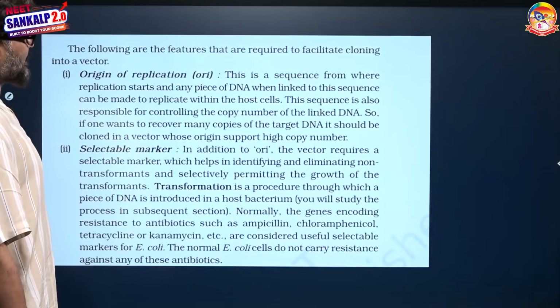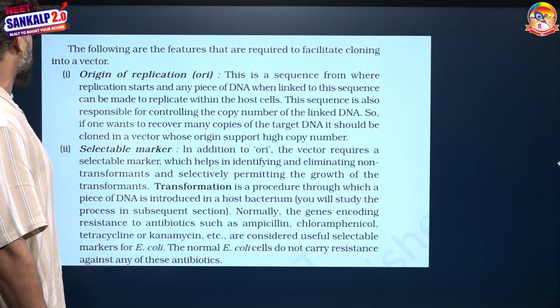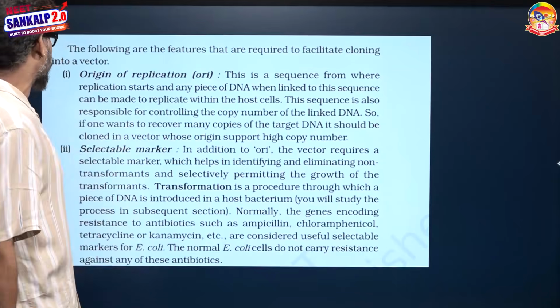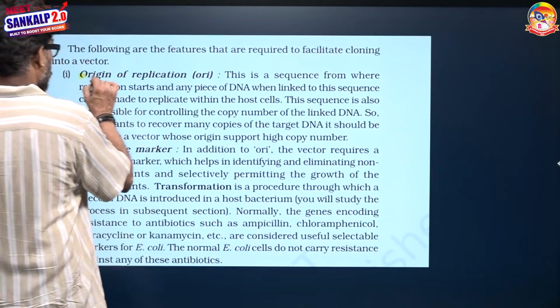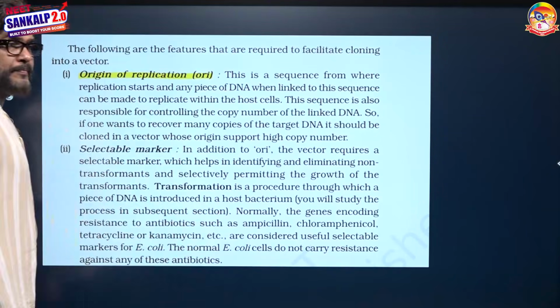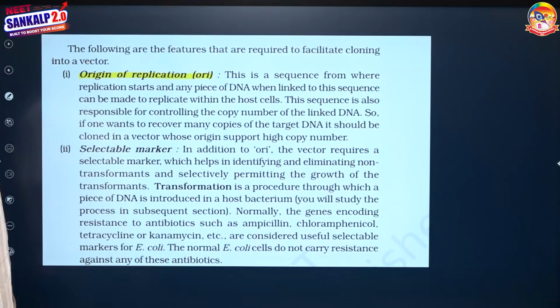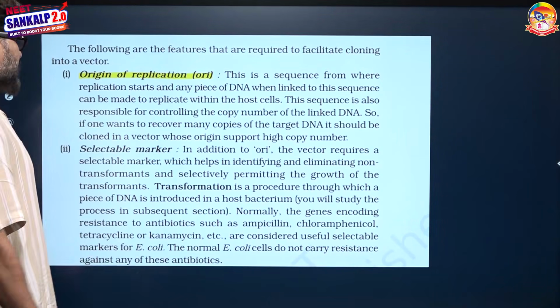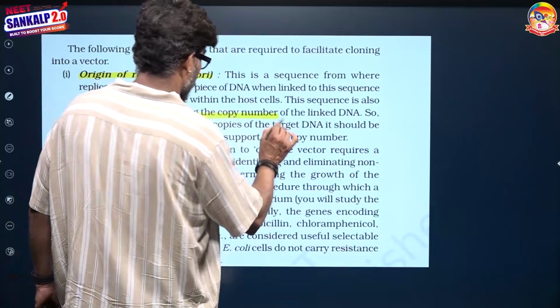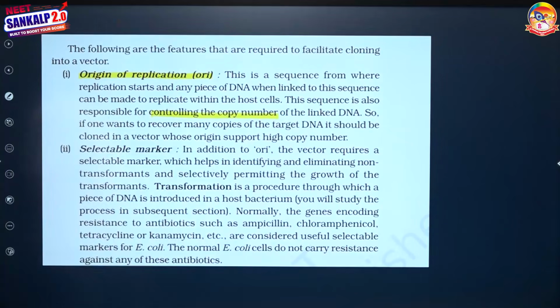The following features are required to facilitate cloning into a vector; these are the main features. Number 1, origin of replication, ORI. This is a sequence from where the replication starts, and any piece of DNA when linked to this sequence can be made to replicate within the host cell. This sequence is also responsible for controlling the copy number. That means two functions: initiation of DNA replication and controlling the copy number.